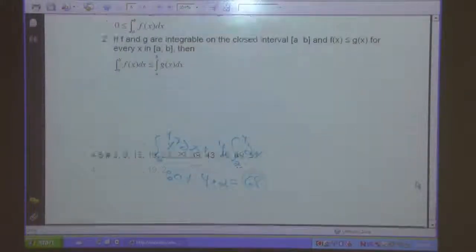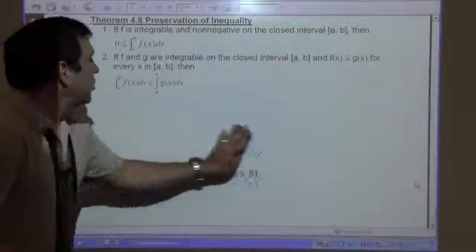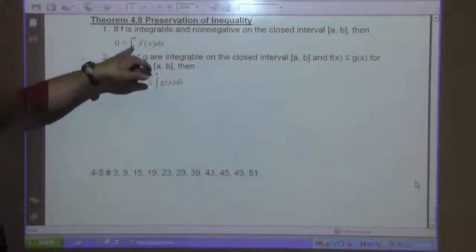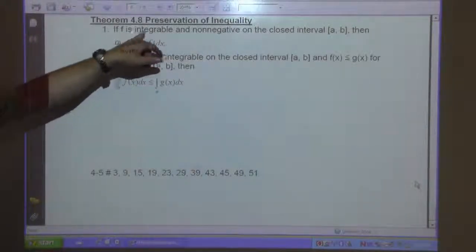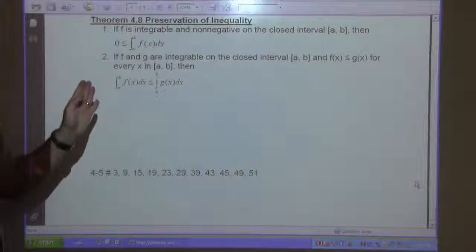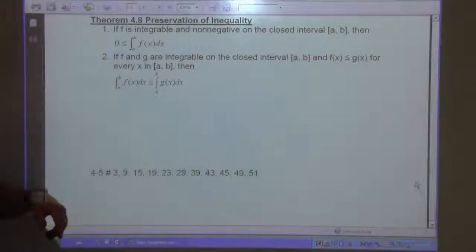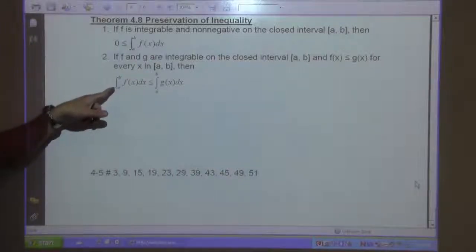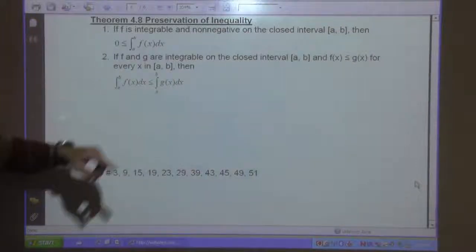I'm going to go on down to the bottom of the page here. Preservation of inequality. If f is integrable and non-negative on the closed interval from a to b, then the integral from a to b of f of x dx is greater than or equal to 0. If it's not negative, it could be 0 or more. If f and g are integrable on the closed interval from a to b and f of x is less than or equal to g of x for every x in [a, b], then the integral from a to b of f of x dx is less than or equal to the integral from a to b of g of x dx.